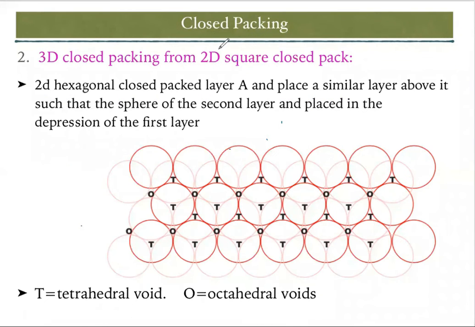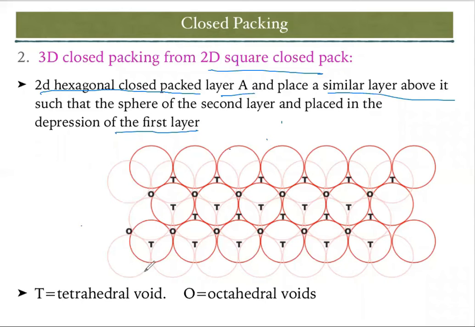Now let us talk about 3D close packing from 2D hexagonal close packing. Okay, so 2D hexagonal close packed layer A, place the similar layer above it such that the spheres of the second layer are placed in the depression of the first layer. See, understand the meaning in this type of packing.